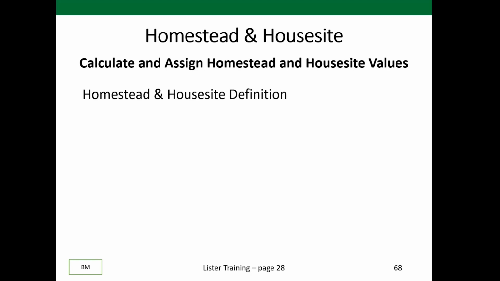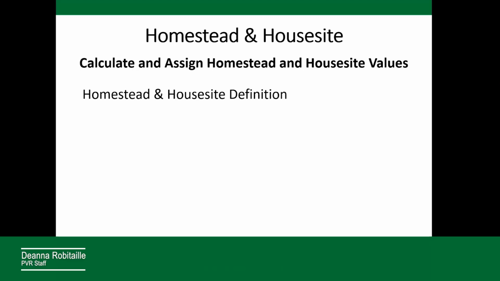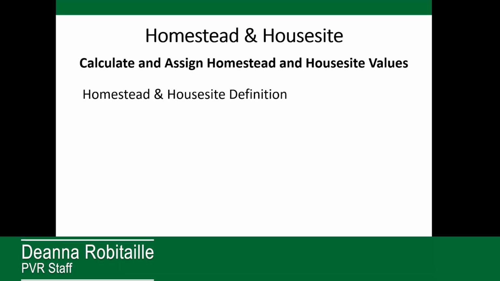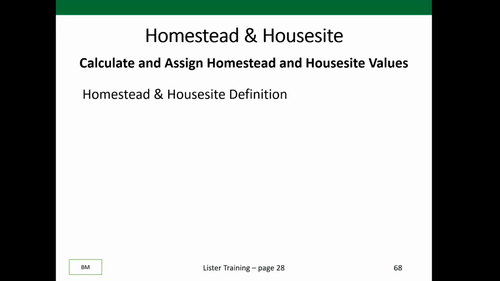All right. So, hopping into calculating and assigning homestead and house site values. I recognize this seems a little out of order, but it is because the lister calendar operates from April through March. So many of you are into the homestead declaration reviewing process now. I just want to make it very clear that we understand that, but you'll see at the top of your page 28 that it does say we're back in the month of February.